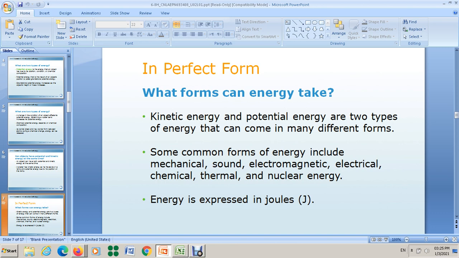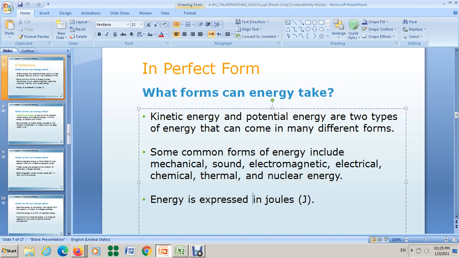So kinetic energy and potential energy are two types of energy that can come in many different forms. Some common forms of energy include mechanical, sound, electromagnetic, electrical, chemical, thermal, and nuclear energy. All of these are forms of energy. We're going to discuss each one of them. And you have to know that when you measure the amount of energy, it is expressed in joules. So the unit of energy is the joule.